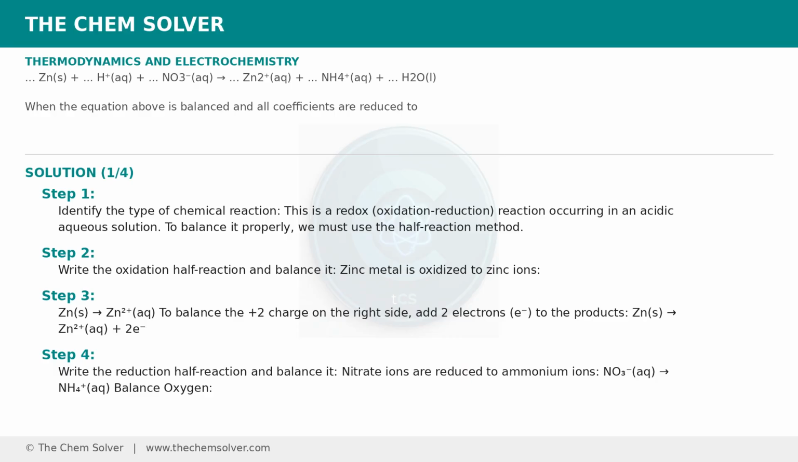Identify the type of chemical reaction. This is a redox, oxidation-reduction, reaction occurring in an acidic aqueous solution. To balance it properly, we must use the half-reaction method.